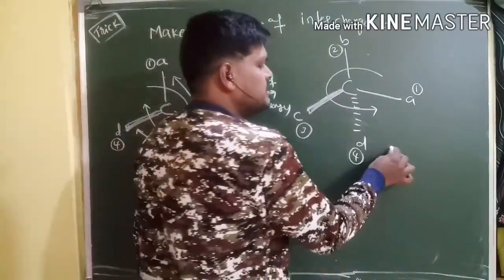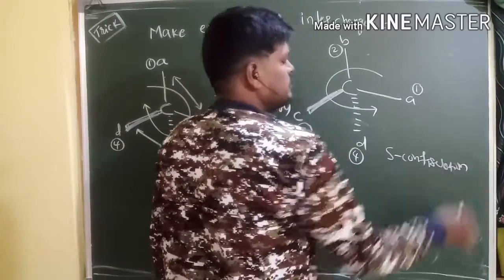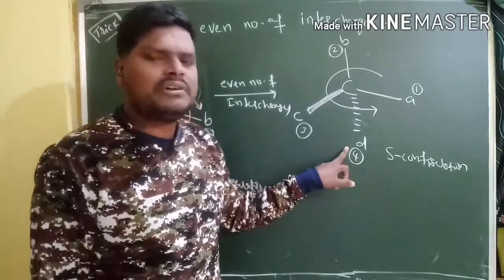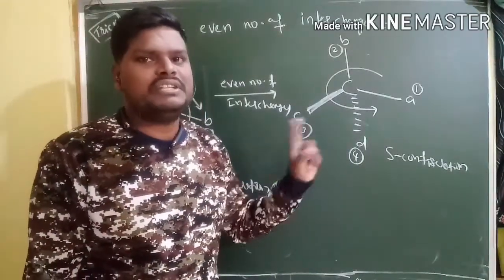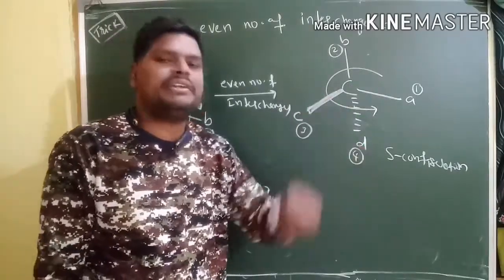So what is the configuration here? Right, it is S configuration. Yes or no? Because why? The least priority is already on the broken wedge. That's why don't change the given molecule structure. Directly you can assign R and S configuration. Right? That's why it is anti-clockwise direction.